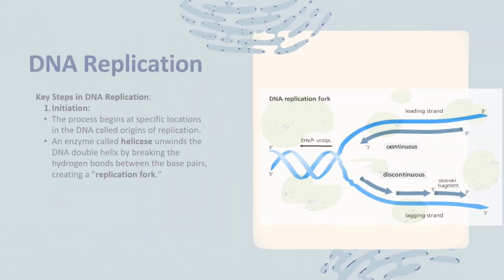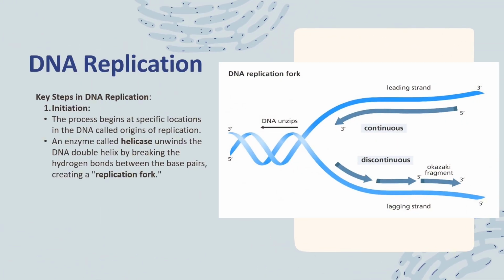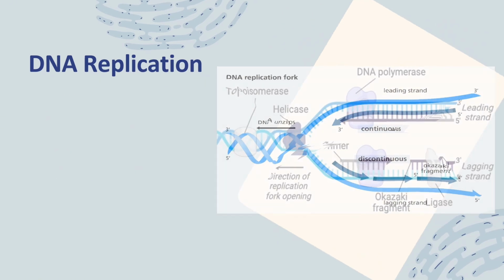Next is DNA replication. DNA replication prepares a cell for division. Helicase unwinds the DNA, and DNA polymerase synthesizes new strands complementary to the original. This process ensures that each daughter cell inherits an accurate copy of DNA. The first step in DNA replication is initiation. Initiation involves an enzyme called helicase, which generates template strands and creates a replication fork.